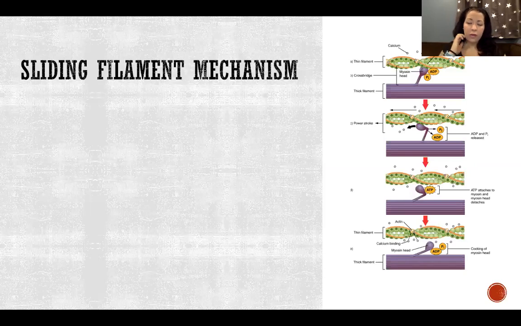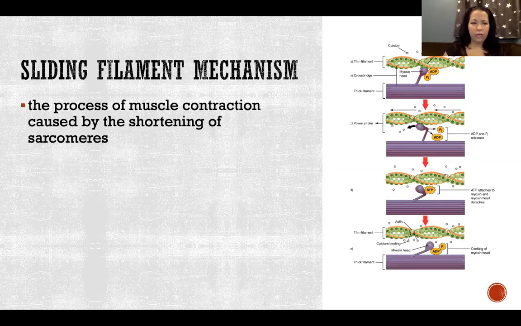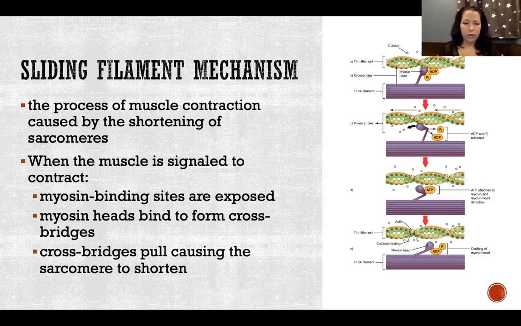So the sliding filament mechanism refers to how the sarcomere actually functions to cause a contraction. It's the process of muscle contraction caused by the shortening of sarcomeres. We'll talk about action potentials and the neuromuscular junction and all of that in another video. But for now, just how the sarcomere actually functions.